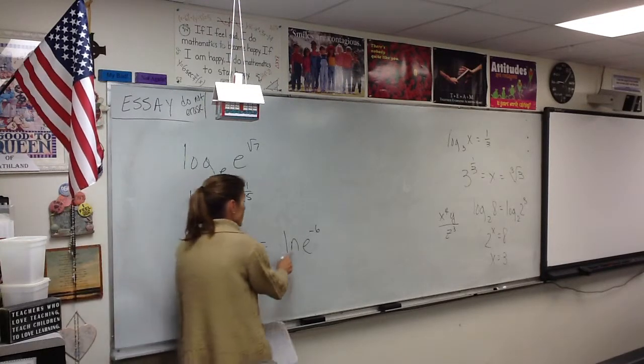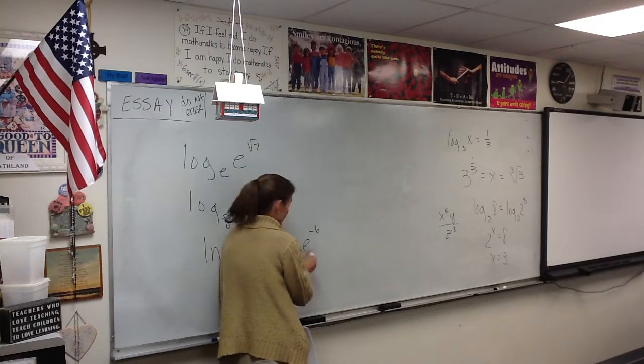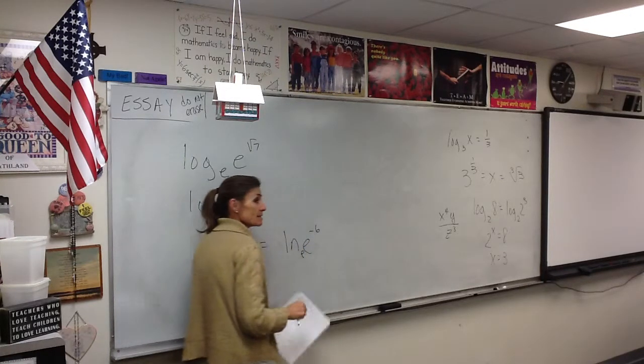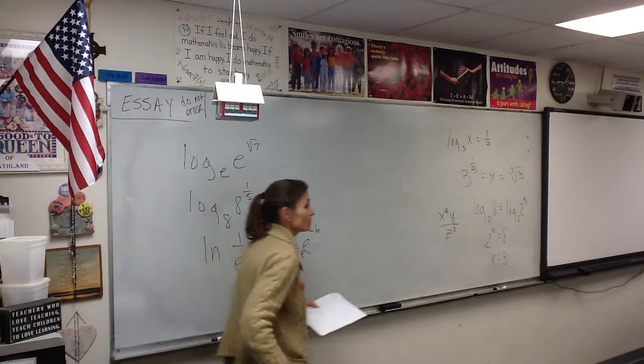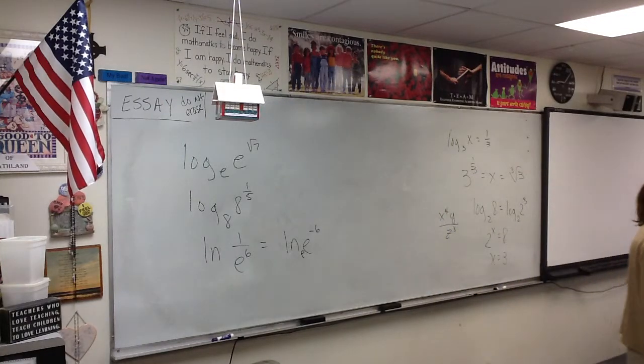What's the base on this logarithm right here? E. Log base e of e to the negative 6. What's the answer? Negative 6. F, that's a property. The log base 9 of 1 is? 0. The log base anything of 1 is 0.